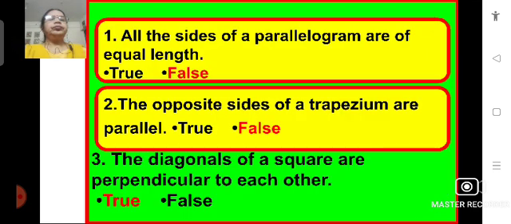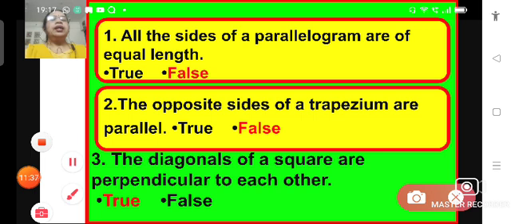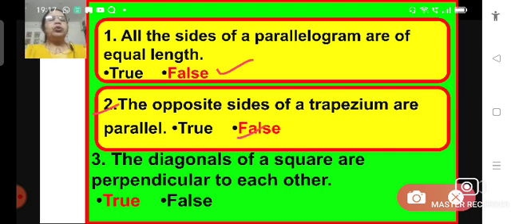Next question, true or false? All sides of a parallelogram are of equal length. So is this statement correct? No. All the sides of a parallelogram are not of equal length. So this is a false statement. Opposite sides are of equal length. Now problem 2 is the opposite sides of a trapezium are parallel. This is also false because we know that only one pair of sides in a trapezium is parallel.